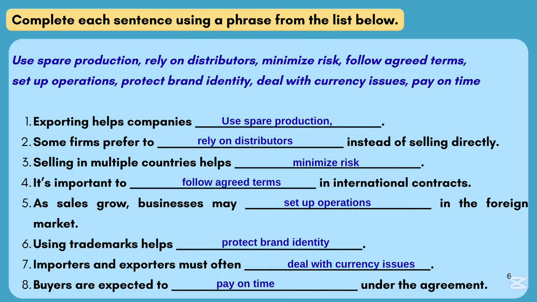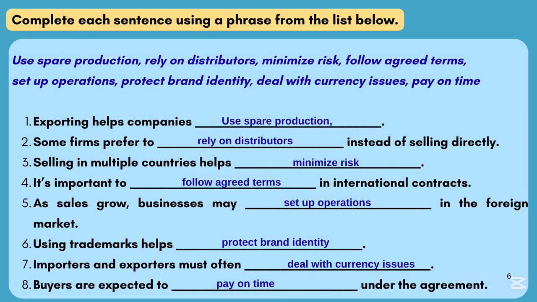Question 7. Importers and exporters must often deal with currency issues. Exchange rates can affect profits. A small change in the currency value can mean big losses or gains. That's why companies need to plan for currency fluctuations. For example, if the euro weakens, the exporter may receive less money in their home currency.